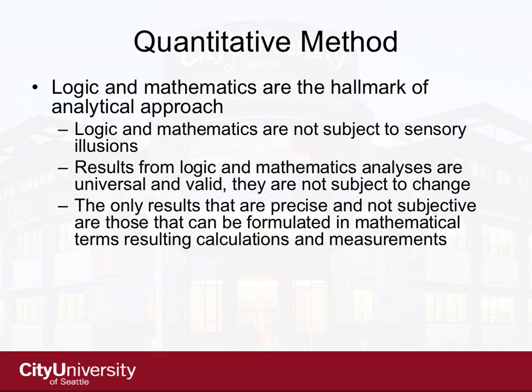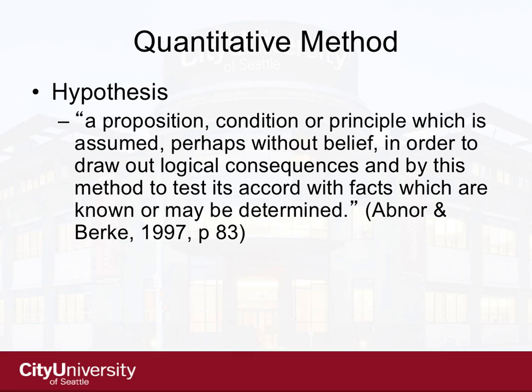You have to just take it for what it is. Data is data, at least numerically. Logic and results from logic and math analysis are universal. They don't change. The number two here in Seattle is the same as the number two in New York. The only results that are precise and not subjective are those that can be formulated in math terms using calculations and measurements. So everything boils down to the equation. It either is or it is not.